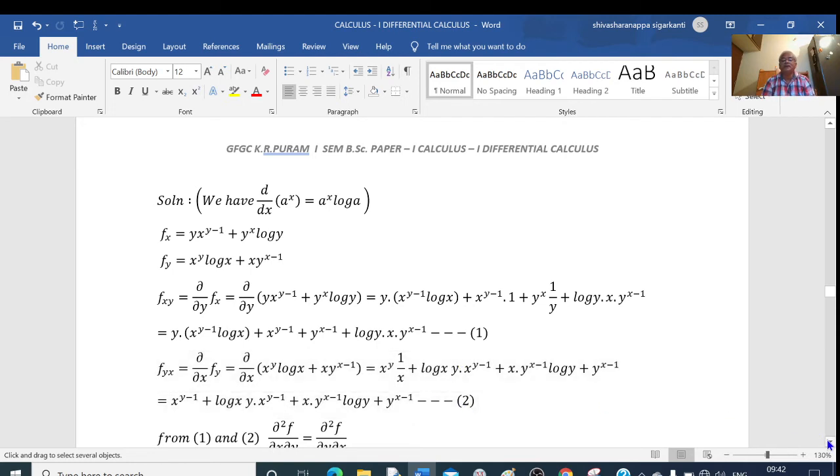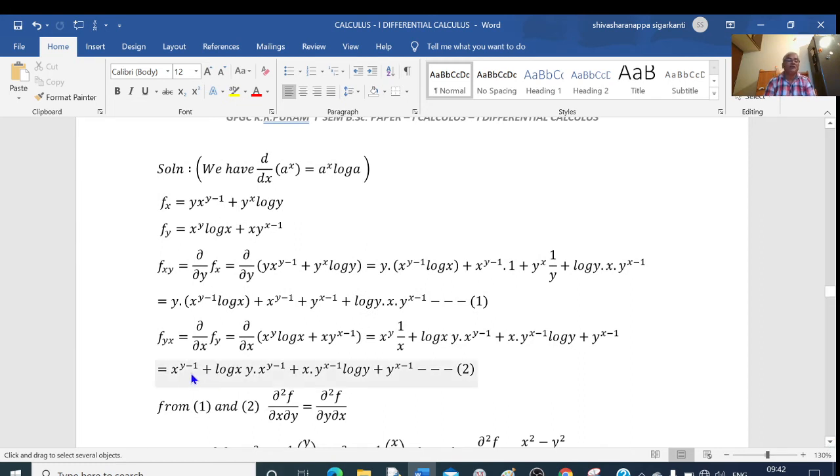See, compare the right hand sides of 1 and 2. X to the power of y minus 1 is here, x to the power of y minus 1 is here. Log x y x raised to y minus 1. X into y to the power of x minus 1 log y. Y to the power of x minus 1. So RHS of 1 and 2 are same. Therefore, LHS must be same. That is dou square f by dou x dou y is equal to dou square f by dou y dou x. Okay.